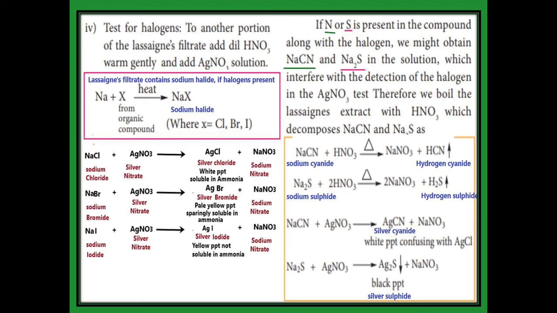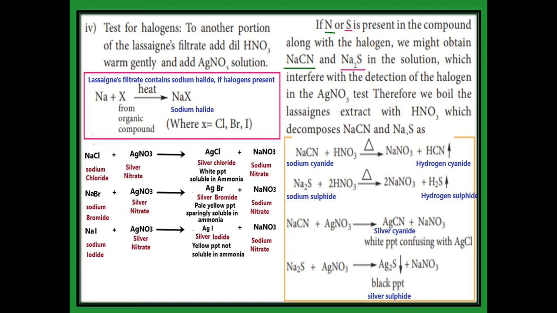These tests we are going to perform to find out whether halogens are present in the organic compound or not. First of all, the Lassaigne filtrate is added with dilute nitric acid HNO3 and warmed gently, and afterward we add silver nitrate solution. If the Lassaigne filtrate contains halogen, which we indicate as X, it produces the halide. NaX is called a sodium halide. NaCl is called sodium chloride, NaBr is called sodium bromide, NaI is called sodium iodide.